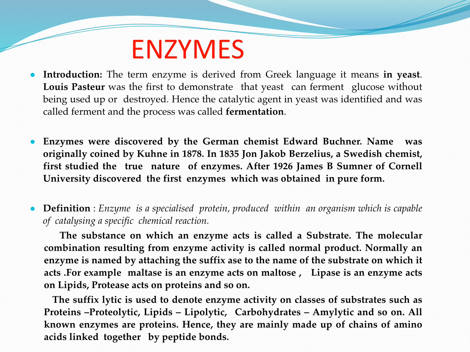Normally, an enzyme is named by attaching the suffix ase to the name of the substrate on which it acts. For example, maltase is an enzyme which acts on maltose. Lipase is an enzyme which acts on lipids. Protease is a proteolytic enzyme which acts on proteins, and so on. The suffix lytic is used to denote enzyme activity on classes of substrates such as proteins, that is proteolytic, lipids, lipolytic, carbohydrates, amylolytic or carbohydrases, and so on. All the known enzymes are proteins, hence they are mainly made up of chains of amino acids linked together by peptide bonds.